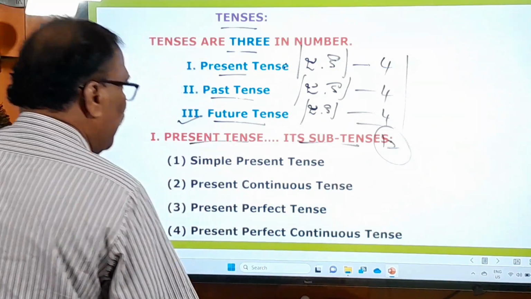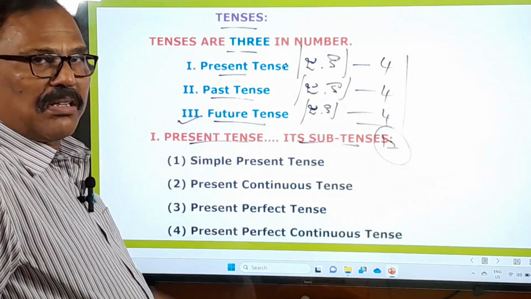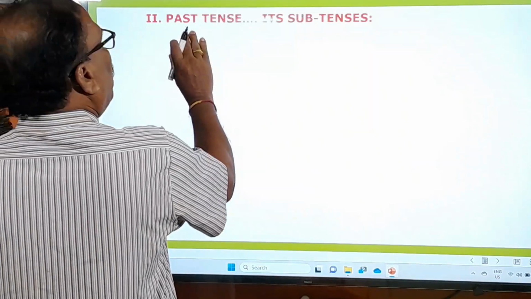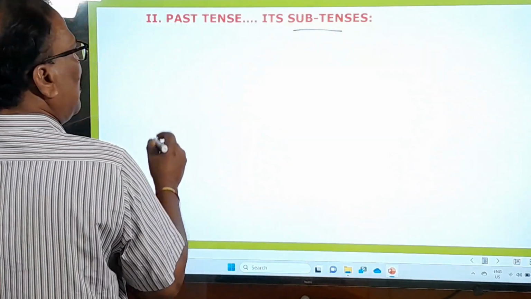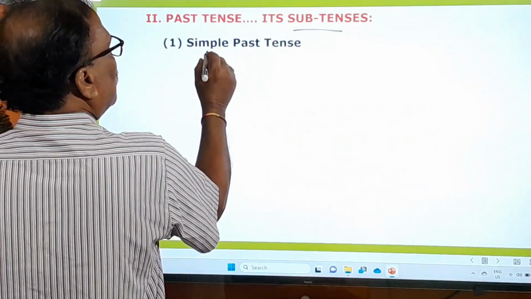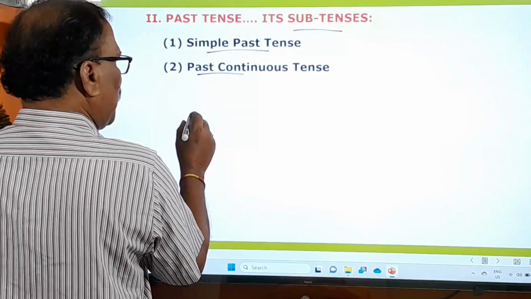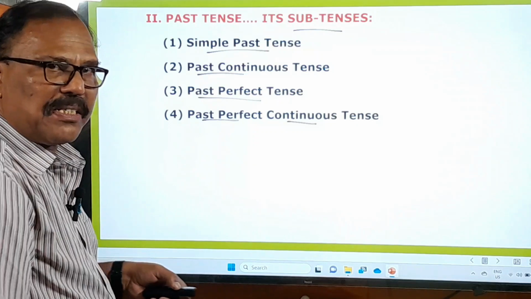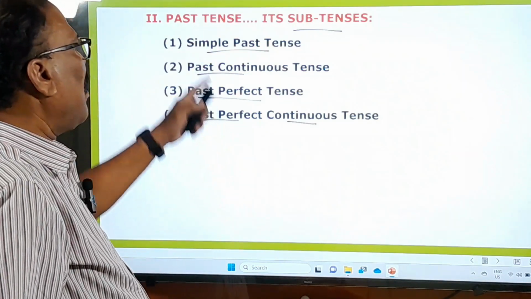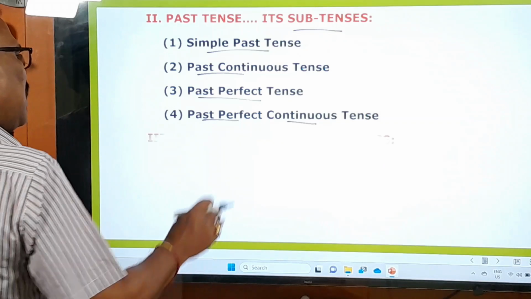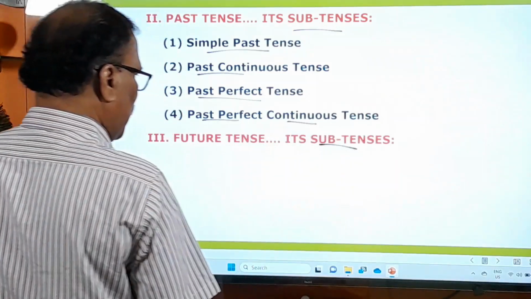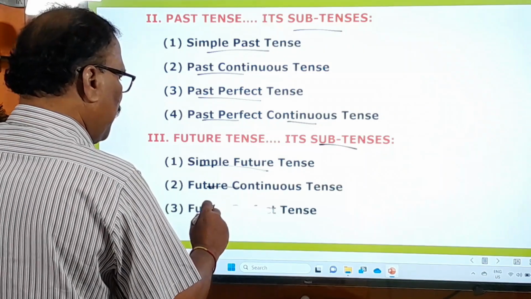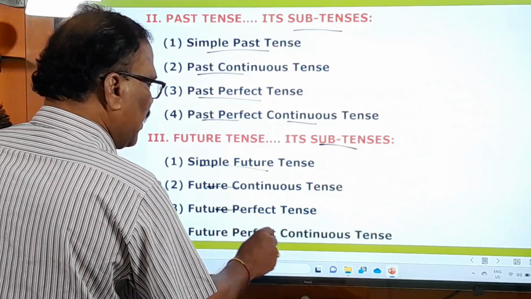Now similarly under past tense and future tense also there are 4 subtenses. Under past tense, what are the subtenses? Simple past tense, past continuous tense, past perfect tense and past perfect continuous tense. These are the 4 subtenses under past tense. Keep these subtenses in your mind. And under future tense also there are 4 subtenses. What are they? Simple future tense, future continuous tense, future perfect tense and future perfect continuous tense.